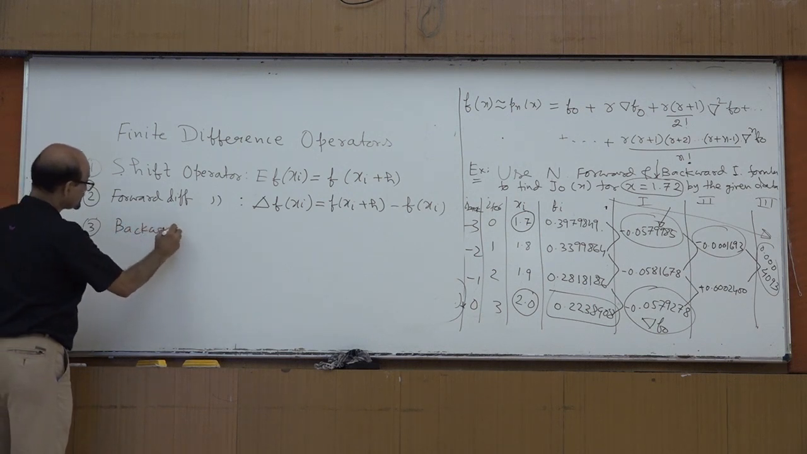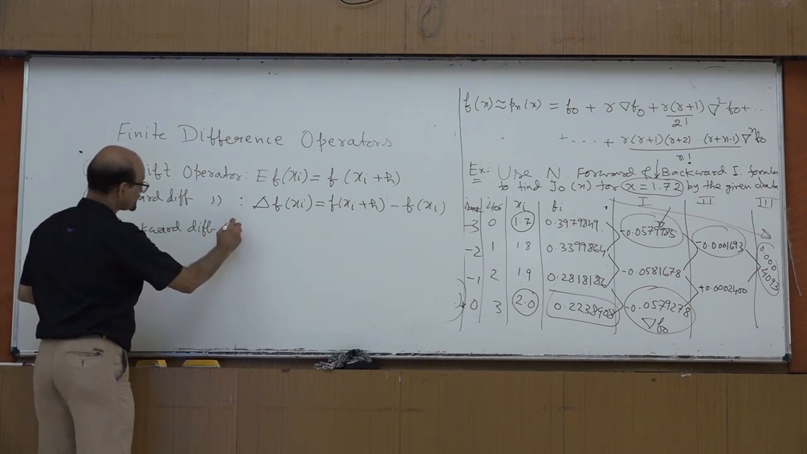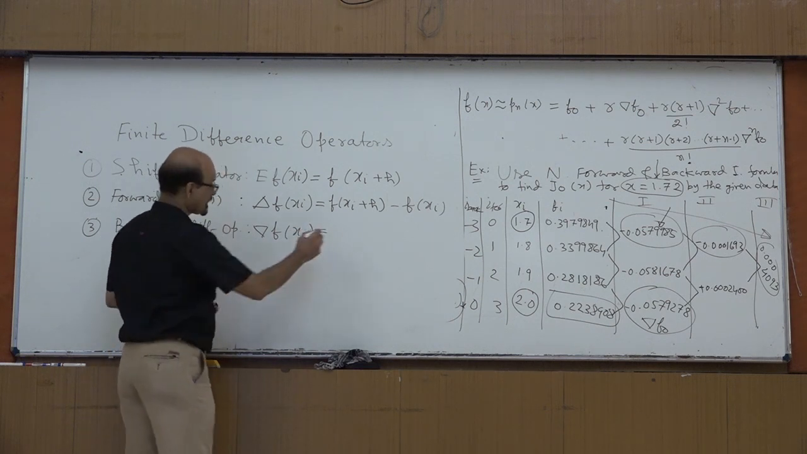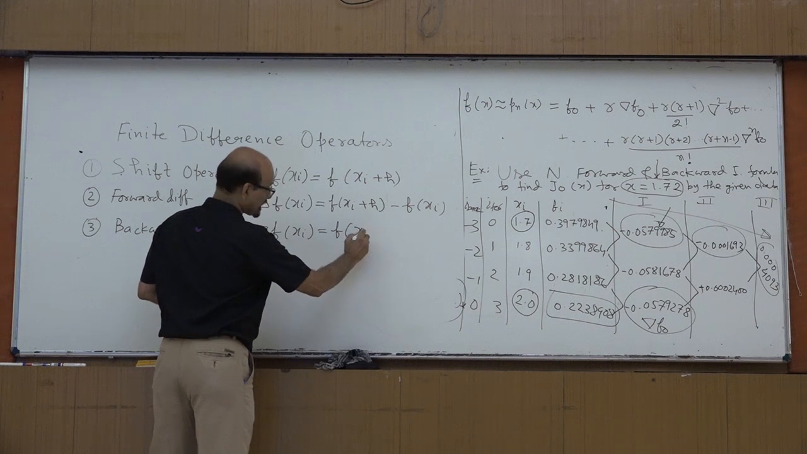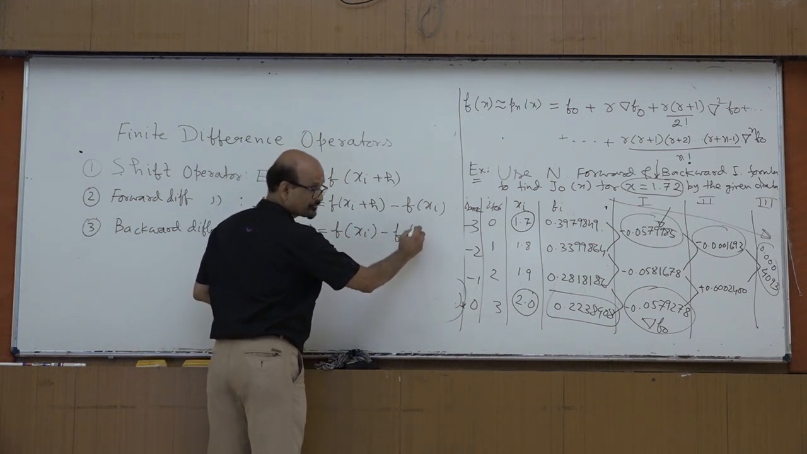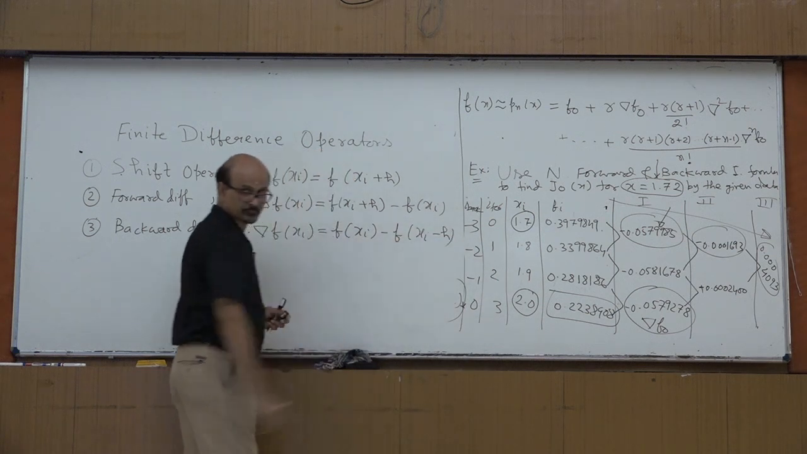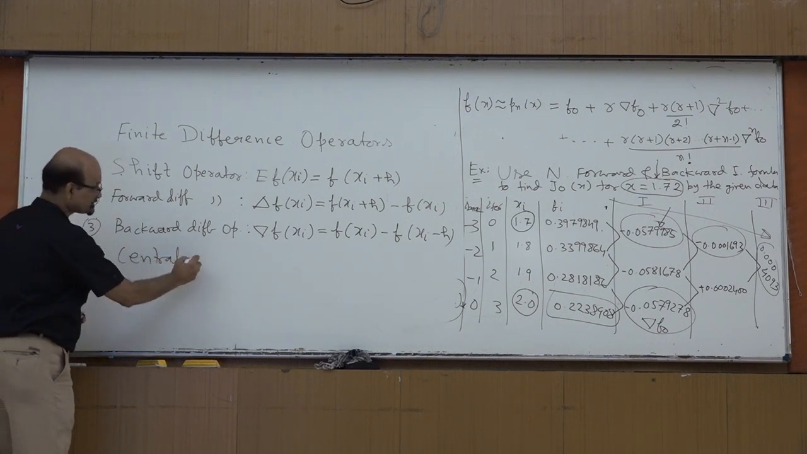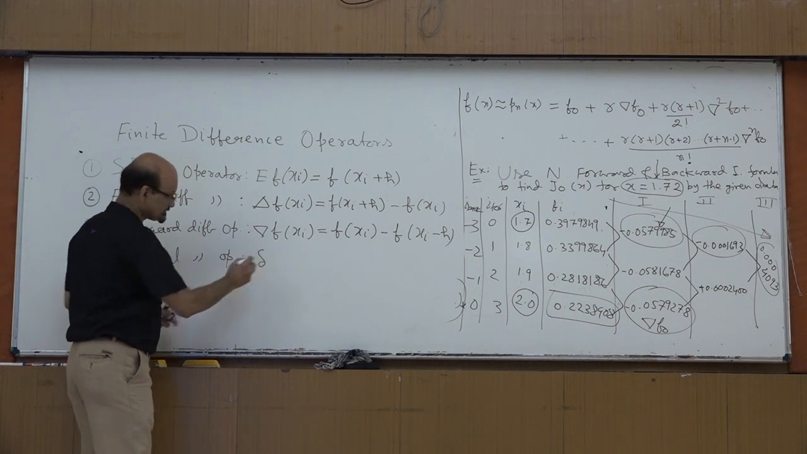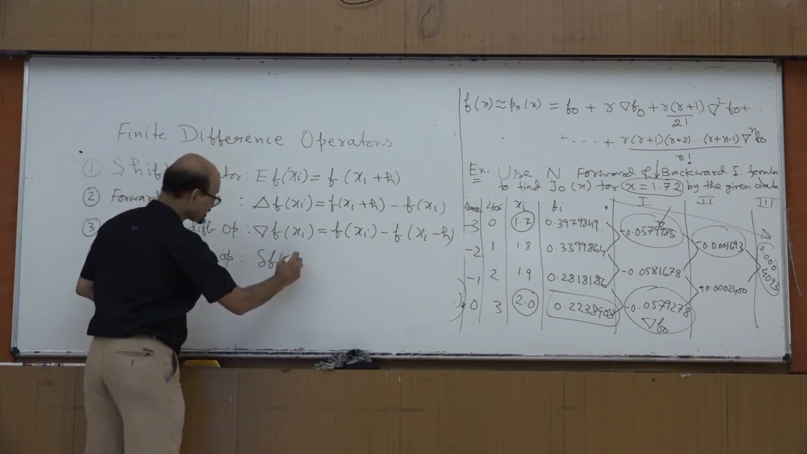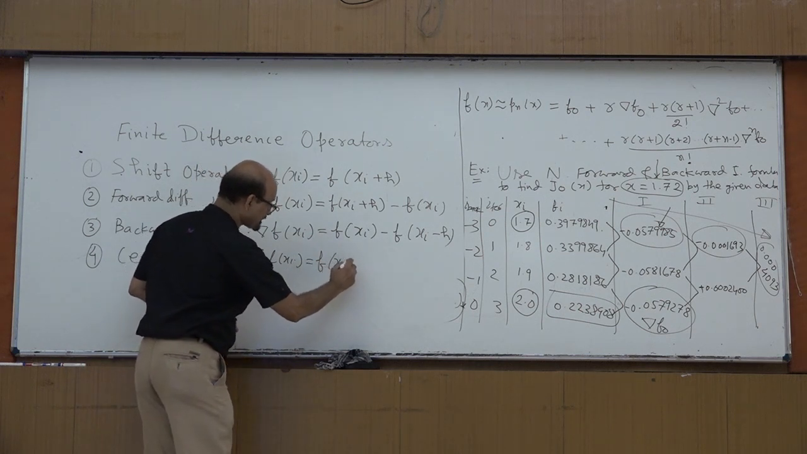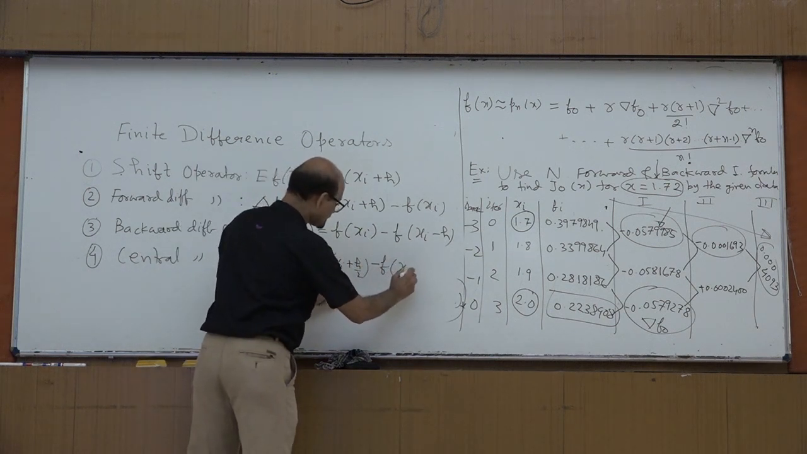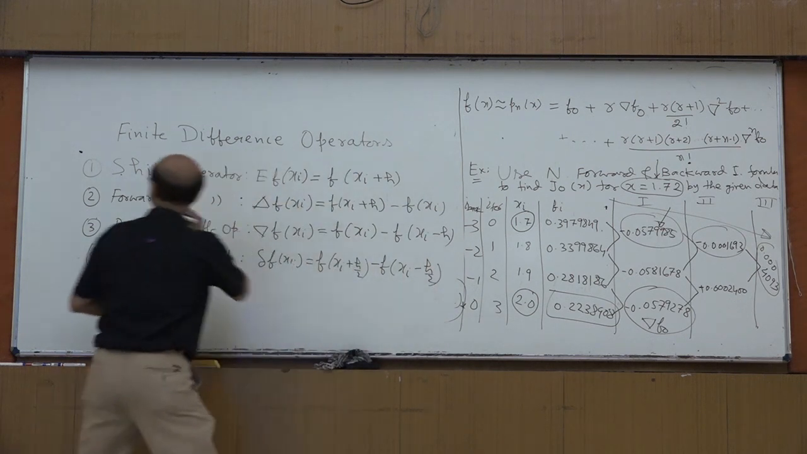Fine. Third is backward difference operator. That we know is nabla f of xi, and this is f of xi minus f of xi minus h, one behind. Okay. Fourth is central, that we discuss little bit. Only the operator I am writing here, this delta, f of xi as f of xi plus h by 2, half of the width, minus f of xi minus h by 2.